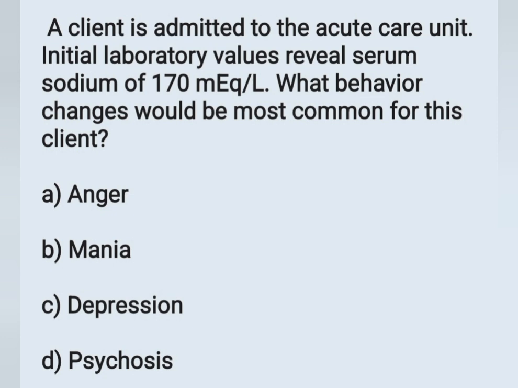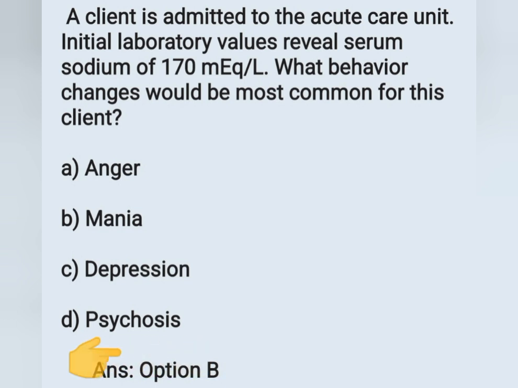In central nervous system changes, mainly the patient may have agitation, confusion, seizures, lethargy, stupor, coma. These all will be experienced. Here we can expect the answer is option B, mania. First option anger, then option C depression; psychosis will not come in case of hypernatremia. So the answer will be mania, option B.